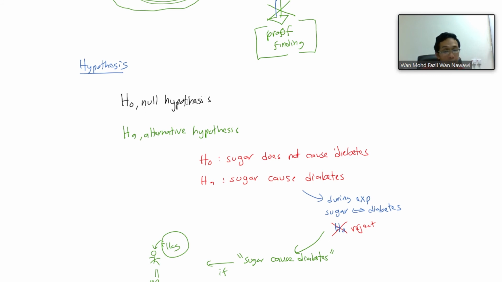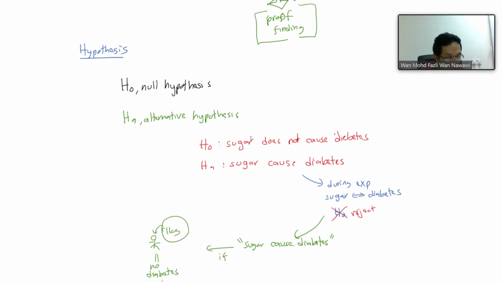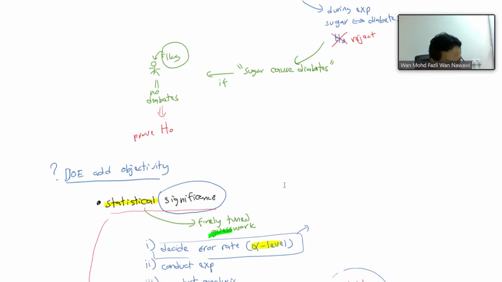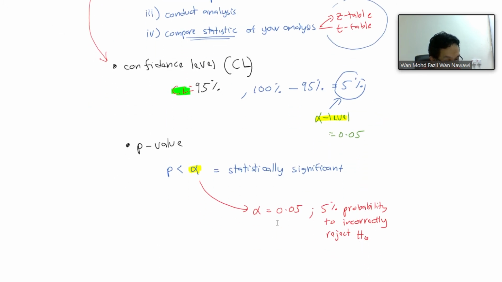Null hypothesis is a status quo. For example, in this case, sugar does not cause diabetes. So if you are able to reject this, then you have confidence that sugar causes diabetes. When you put alpha at 5%, it means a 5% probability that the rejection is incorrect, due to certain noise and so on.